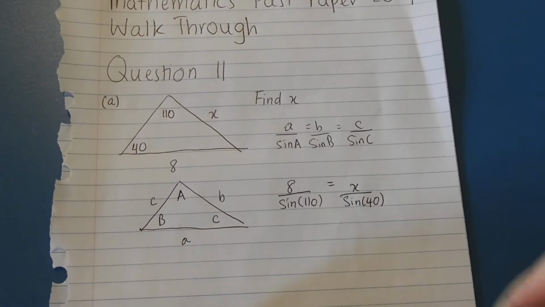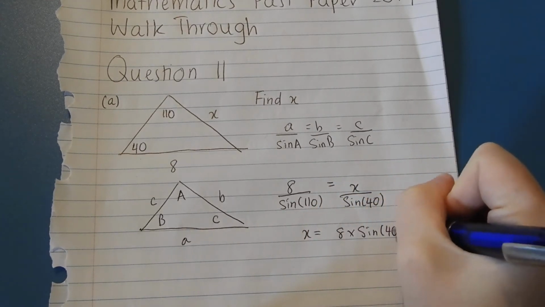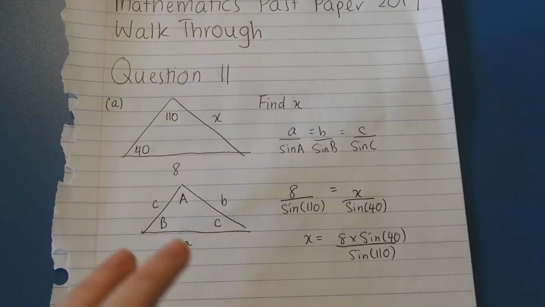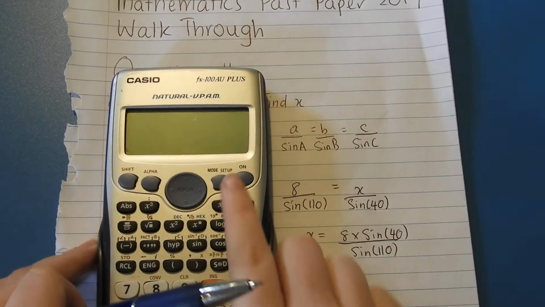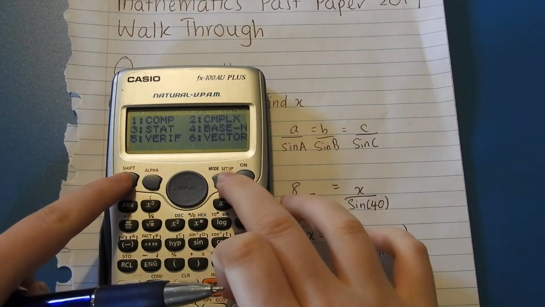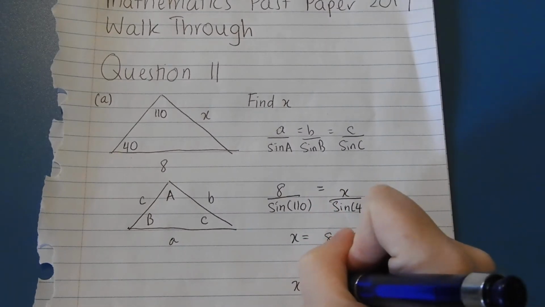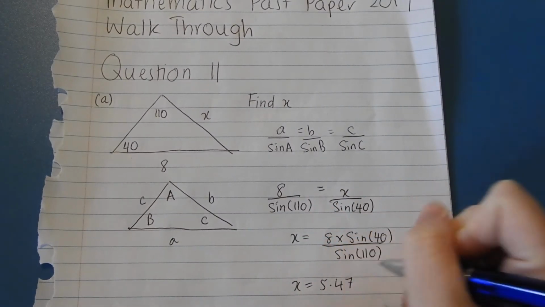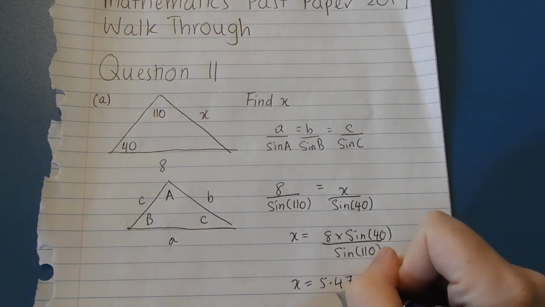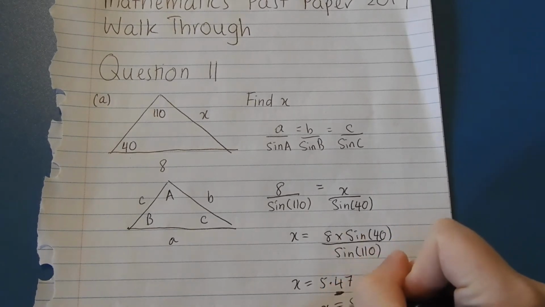Alrighty, so we can rearrange this. So x equals 8 times sine of 40 divided by sine of 110. And we grab our calculator. Anyway, well, that didn't go well. So x is 5.47. And it says to one decimal place. So we need only one number here. So it's x equals 5.5.